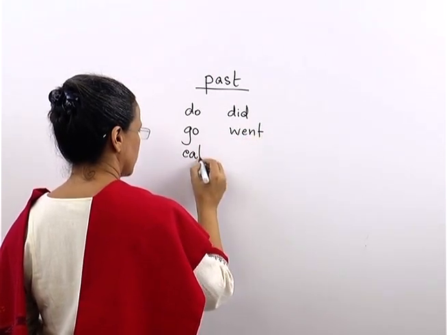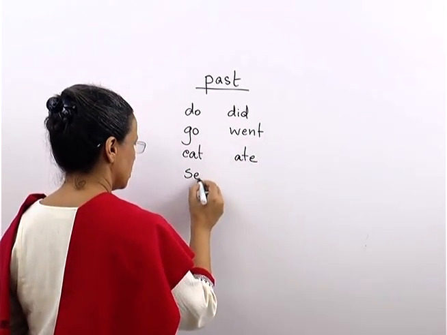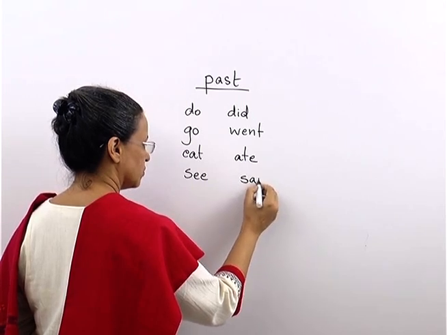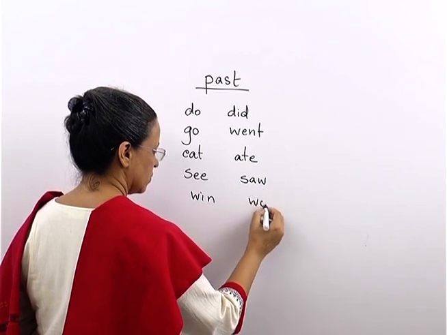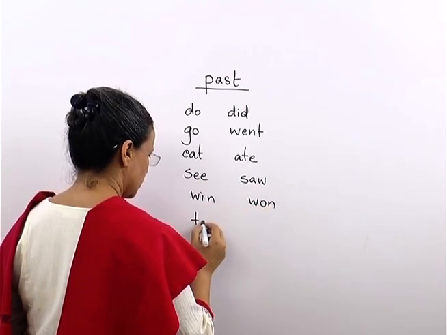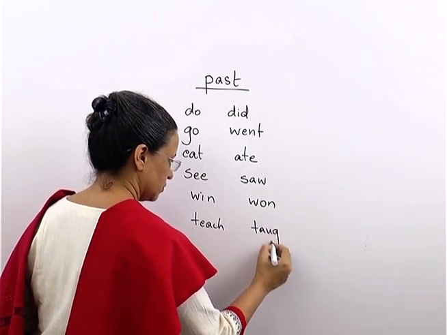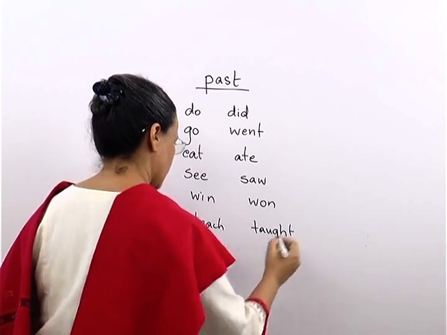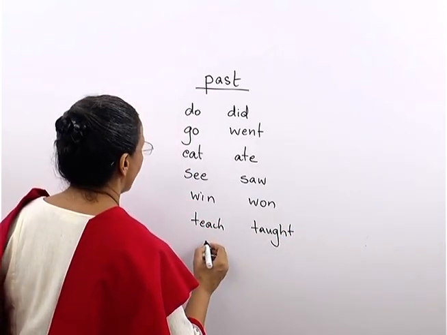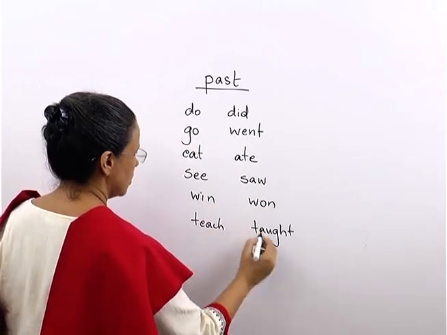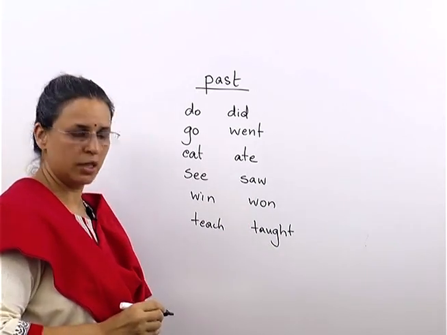Eat, ate. See, saw. Win, won. Teach, taught. Now over here you can see they are quite different from each other and you need to learn them.